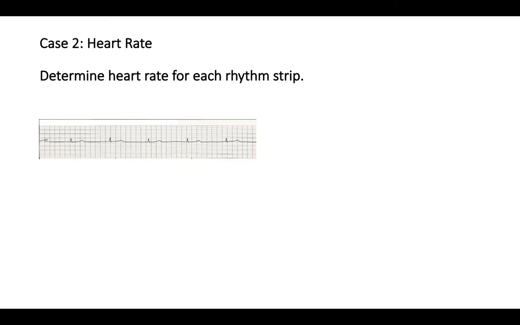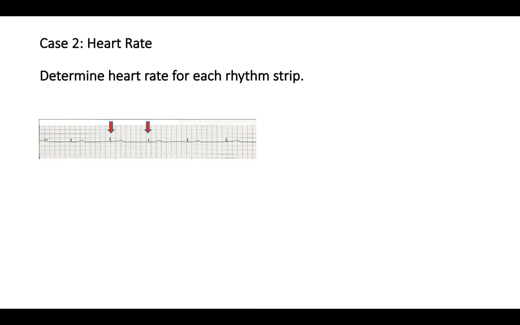When you're looking at a rhythm strip, count the number of large squares between two consecutive QRS complexes. For example, here's two arrows between QRS complexes. For the first one, I chose a QRS that happens to fall on a line of the graph of the ECG. That way it makes counting and visualizing a whole lot easier. So if we count the number of large boxes, we will then divide 300 by that number.